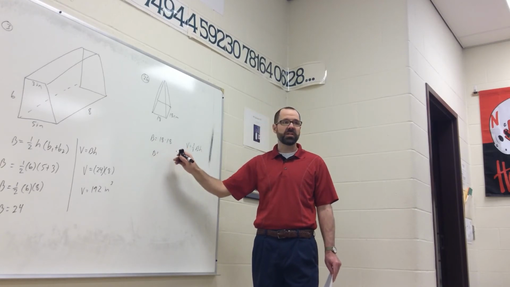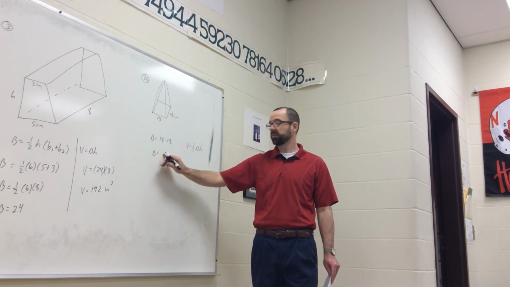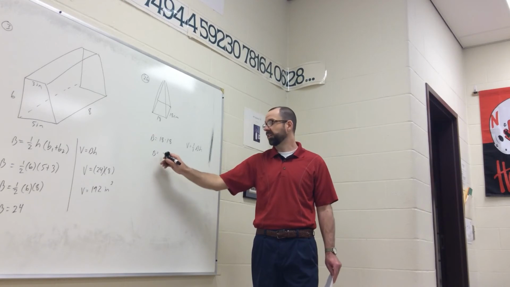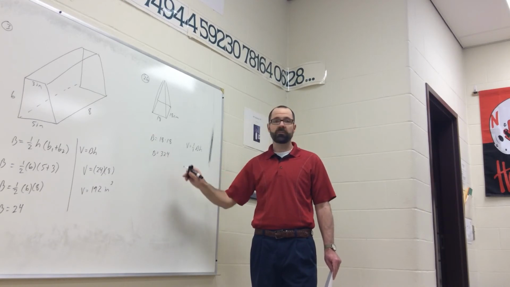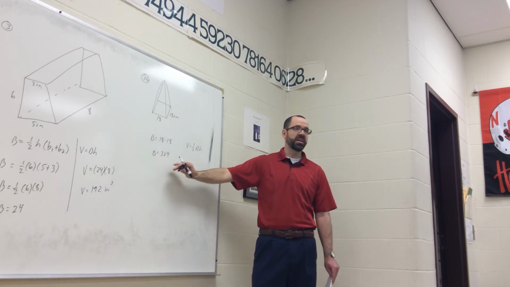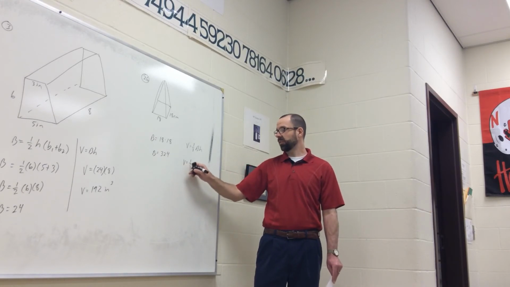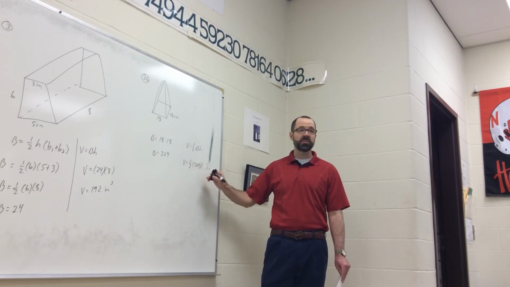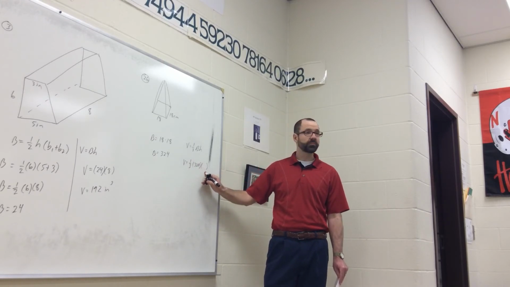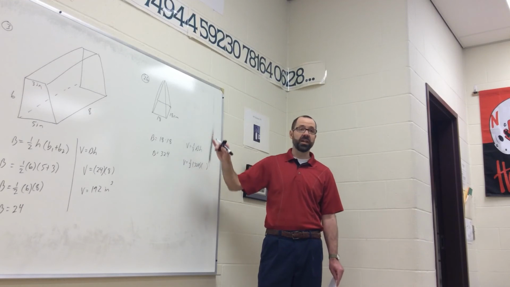So then 18 times 18, I'm not sure what that is. 324. Thank you. So on this problem, the area of the base is 324. So then when you do volume, you do 1/3 times 324, and then times the height. I didn't tell you the height yet.